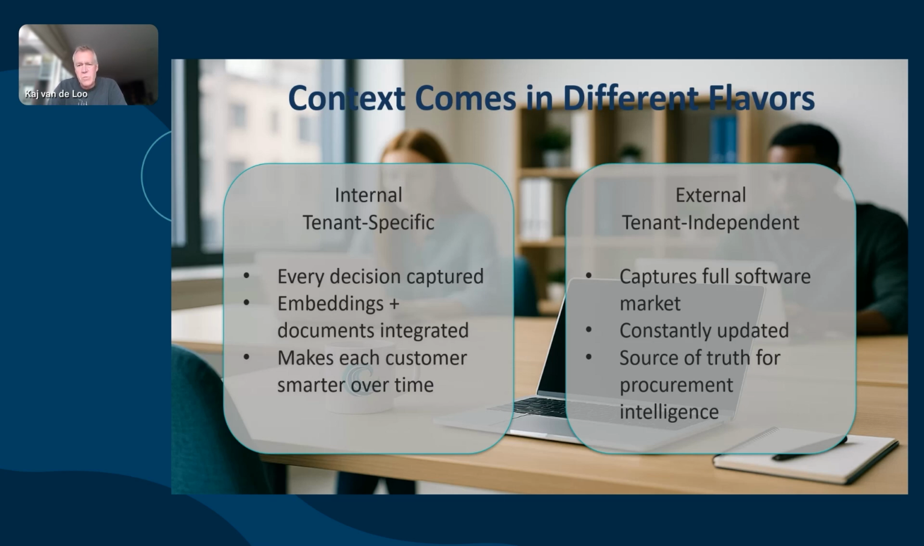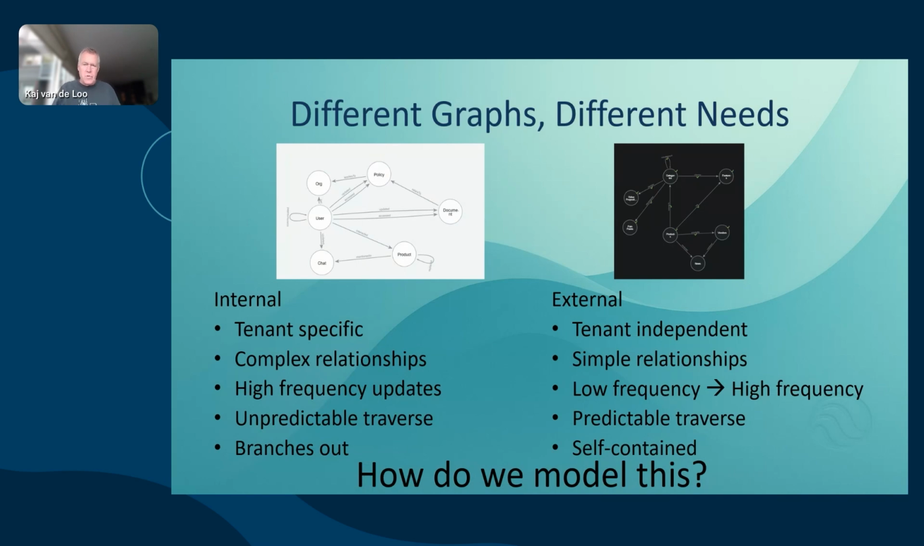And then we have what we think of as an external tenant-independent graph that we have built over time that basically models the whole software market. We have something like 1,700 categories of software that we track, a dozen or so vendors and products in each category. This thing is constantly being updated, and it becomes the source of truth for a lot of the intelligence as we guide people through the procurement process. So we've got these two graphs, and they're very different by their nature.